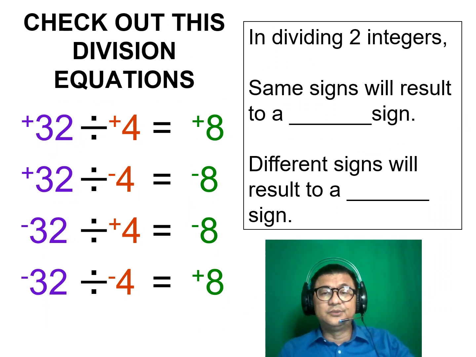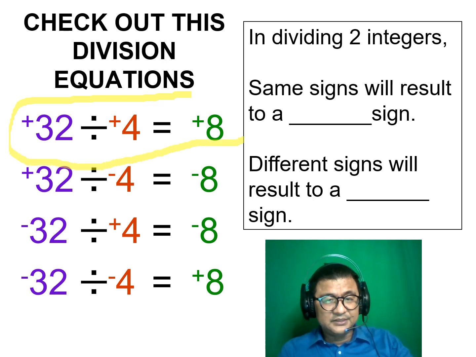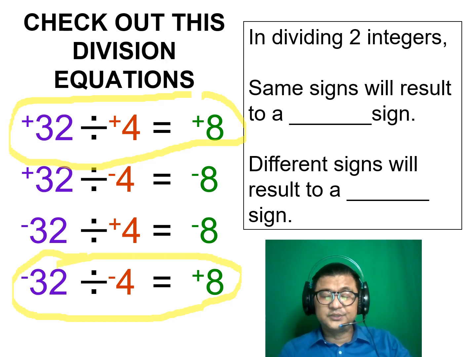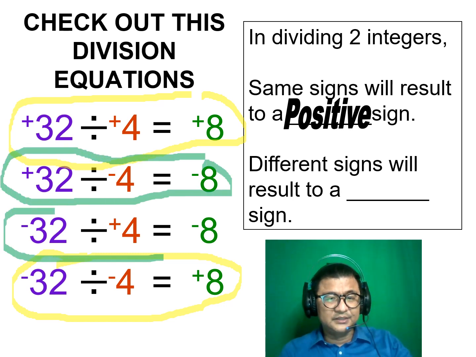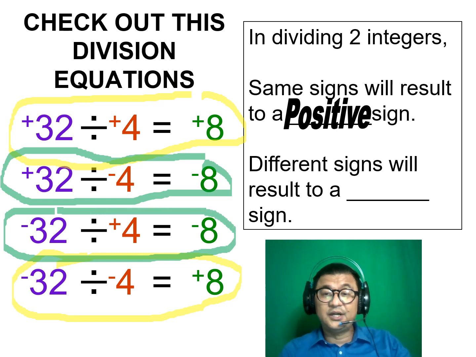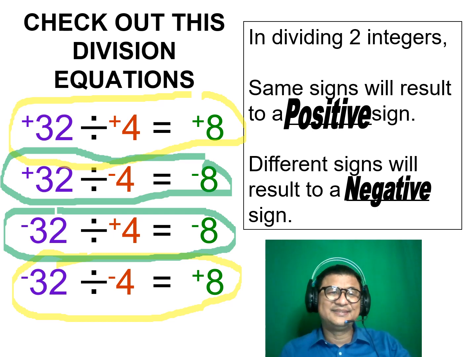In dividing two integers, what did you observe? Correct. Look at this. Same positive, answer is positive. Same negative, the answer is positive. So, same signs will result in a positive. And what else? Look at this. Positive divided by negative, negative divided by positive. Both answers are negative. Yeah, remember that?